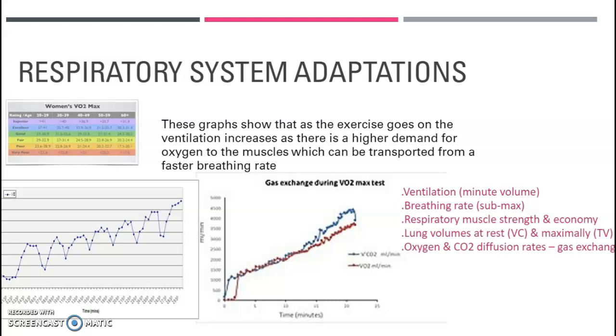These graphs here show that as the exercise goes on, the ventilation increases as there is a higher demand for oxygen to the muscles, which can be transported from a faster breathing rate. To summarise this, the overall adaptations are ventilation, which is minute volume, breathing rate submaximal, respiratory muscle strength and economy, and lung volumes at rest and maximal, and oxygen and CO2 diffusion rates.